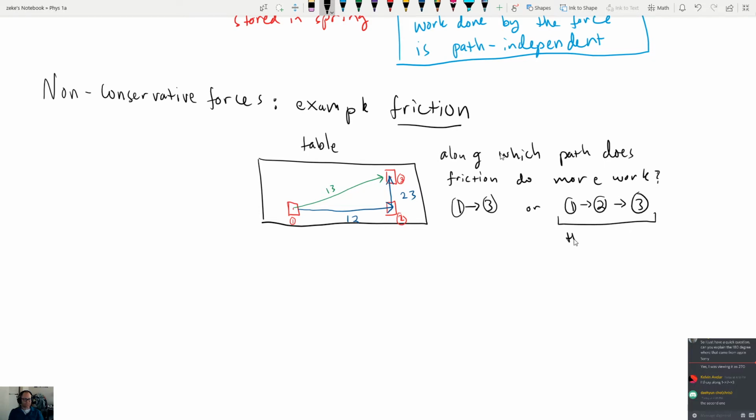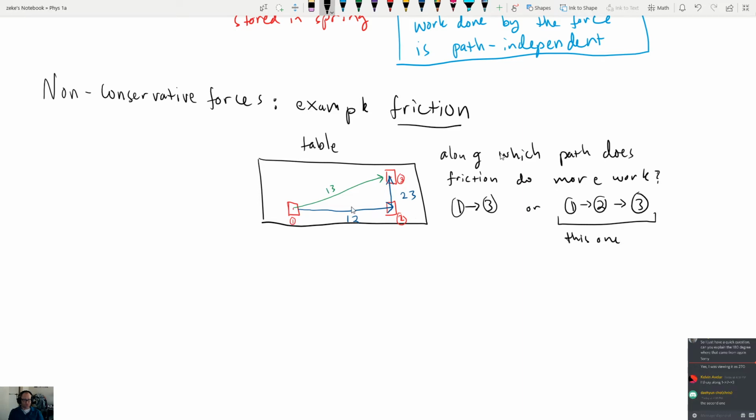This one. And it's purely because the force of friction and the work done by friction really has everything to do with how far you go. So if we assume the friction is the same in both cases, then it's really just about in which case did you go farther.